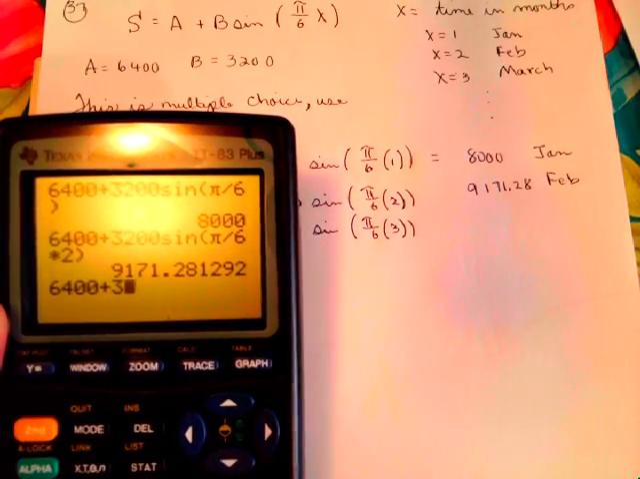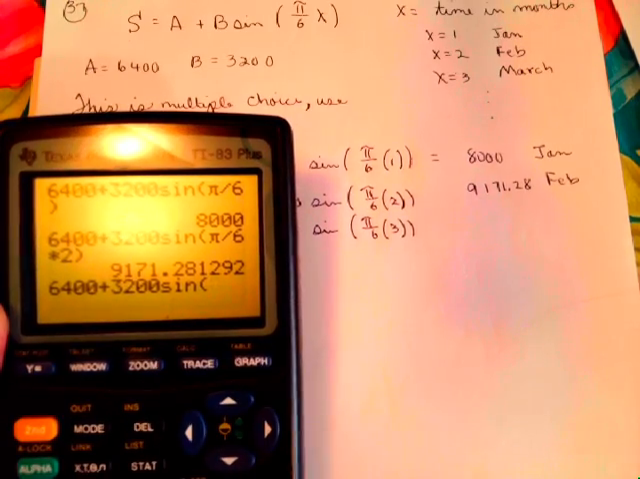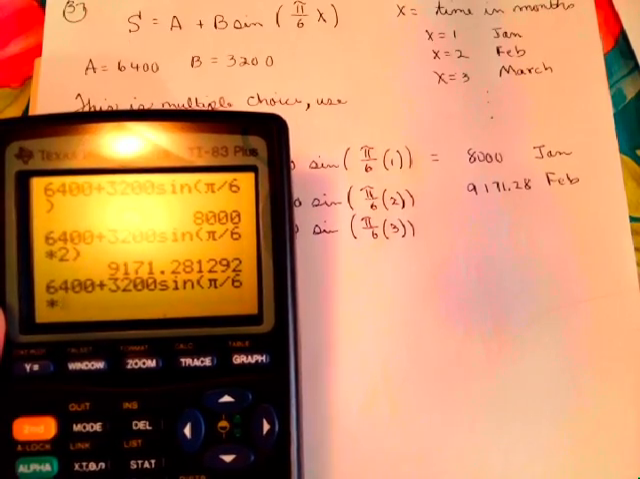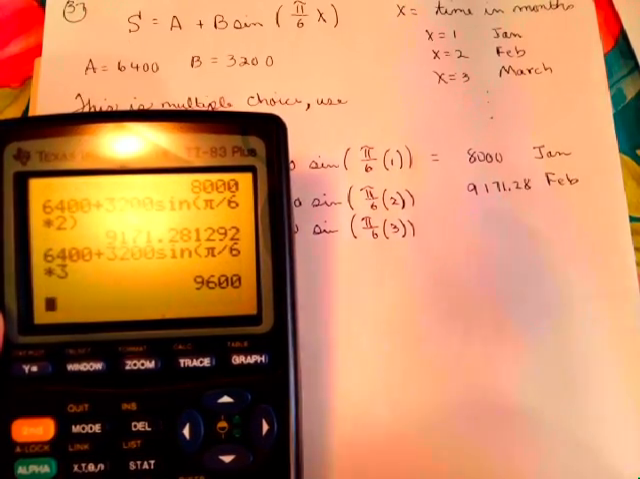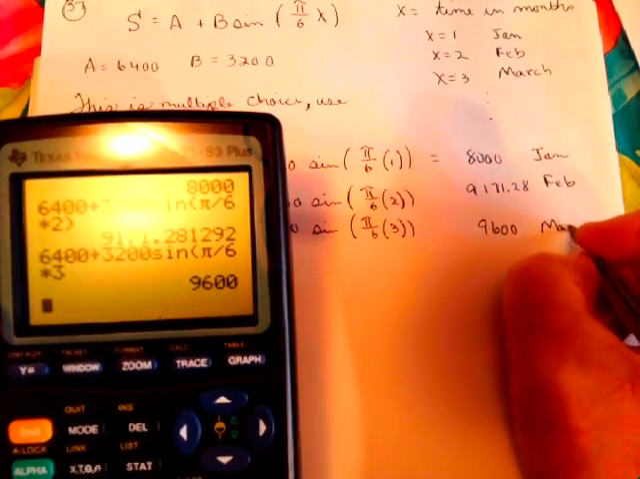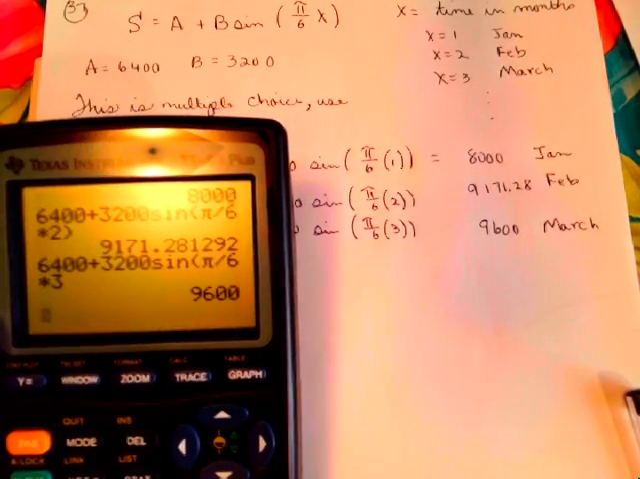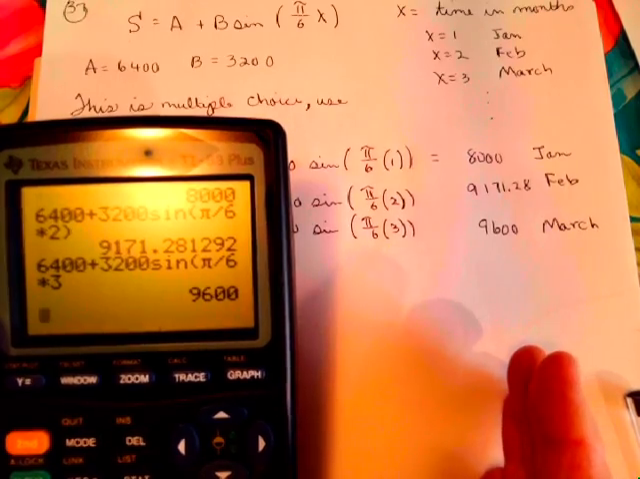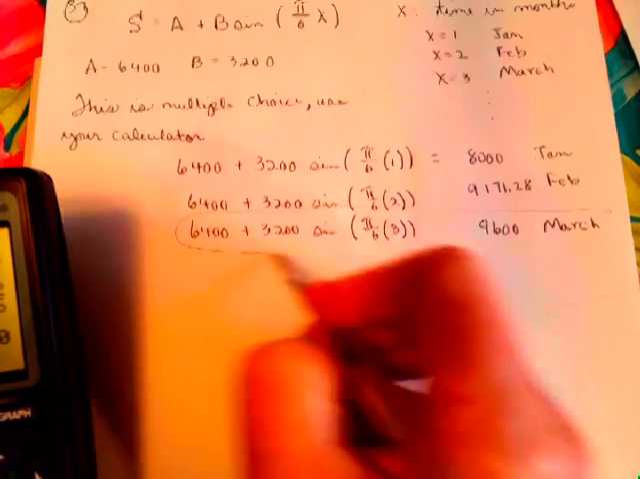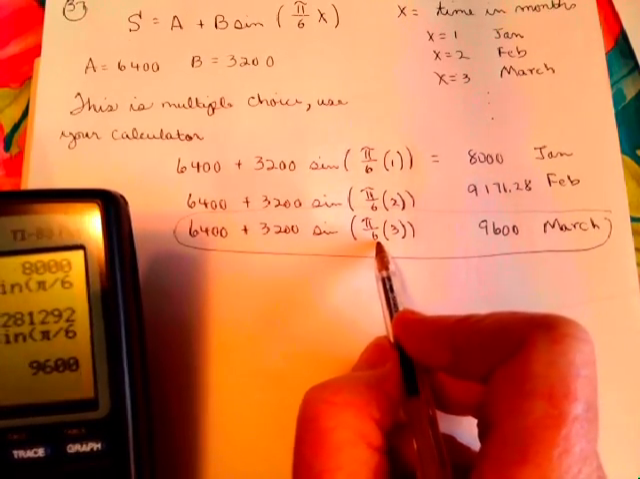$6,400 plus 3,200 times sine of pi divided by 6 times 3. That gives us 9,600. You could keep on going, and you could put all the 12 months in there and see which one of these gives you the biggest number. The answer is going to be March, because that's going to give me pi over 2, and the sine of pi over 2 is 1.